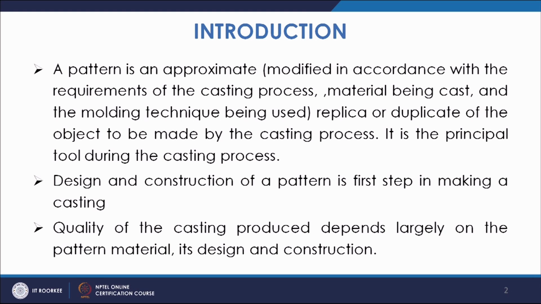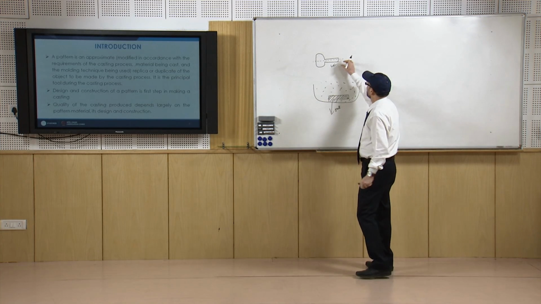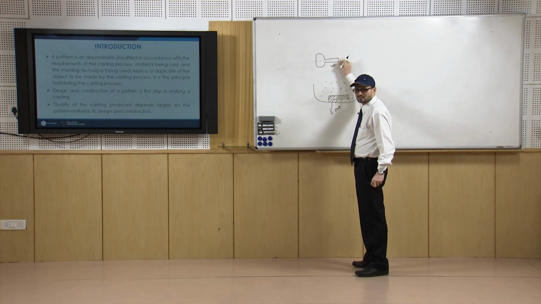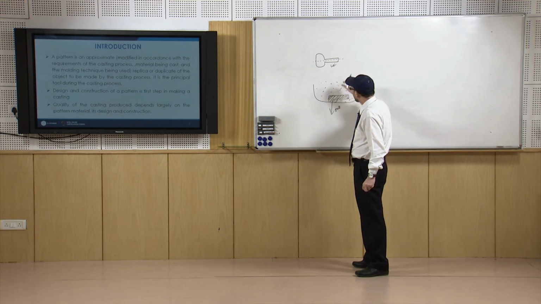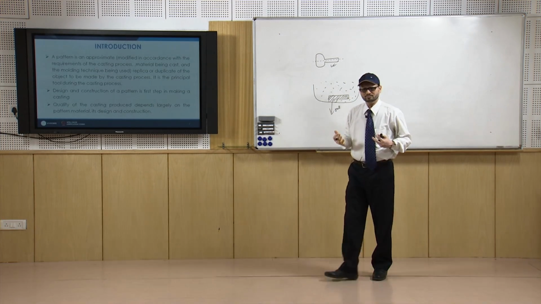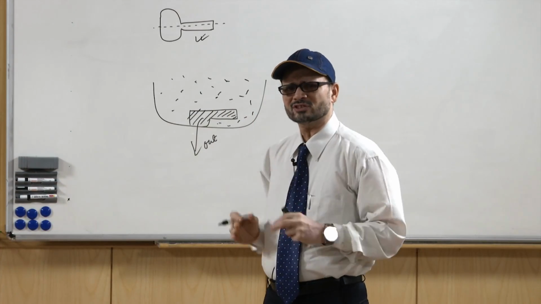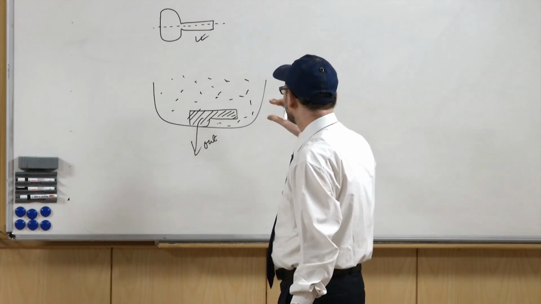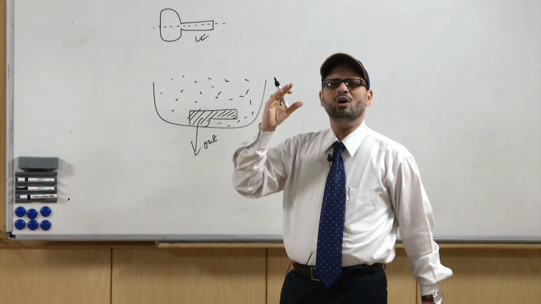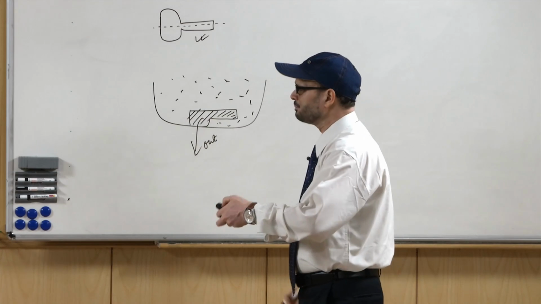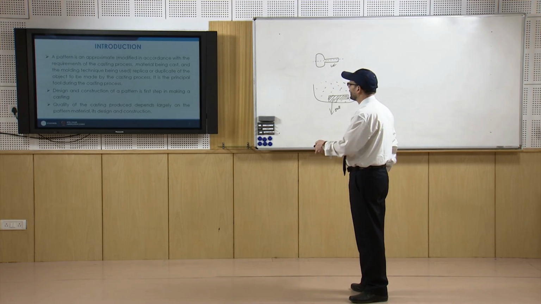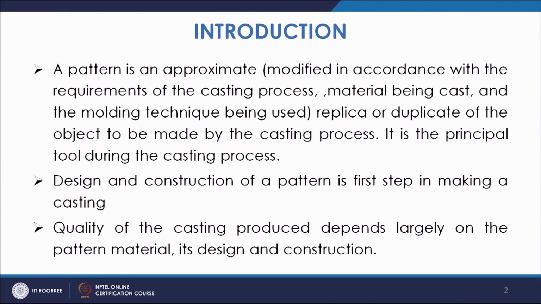The quality of casting will depend largely on the pattern material, design and construction. The accuracy of the pattern will determine the accuracy of the casting produced. If the surface of the pattern is smooth, you are likely to get a very smooth surface of the casting. So, you need an accurate pattern with a good surface finish, which can give you a good casting.